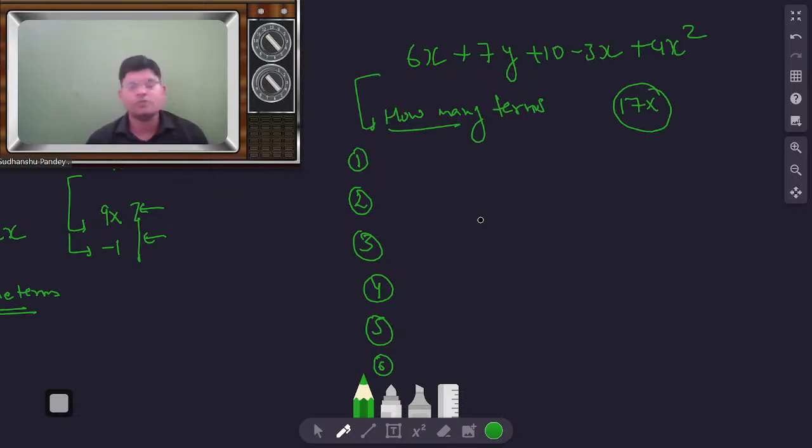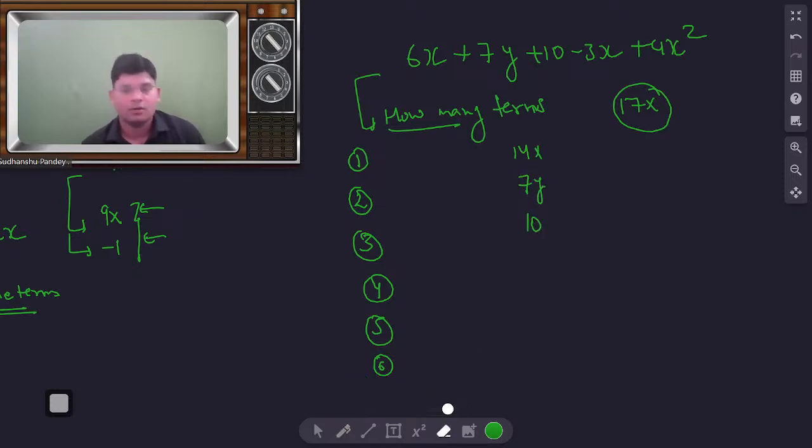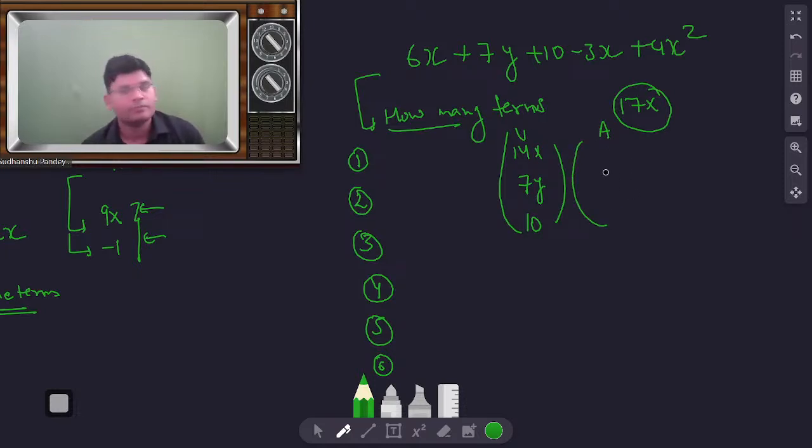Anvita, this is an open question. Anybody can answer. So, sir, it is 14x, 7y, and 10. So he is saying 14x, 7y and 10. I got it different. Okay, you tell me your answer. Let me keep this answer for Vihan. Tell me, Anvita. I got 3x, 4x square, and 7y and 10. Wonderful. What about you, Daksh?